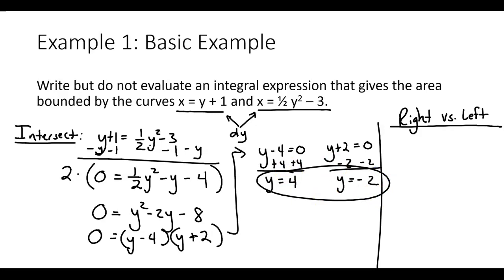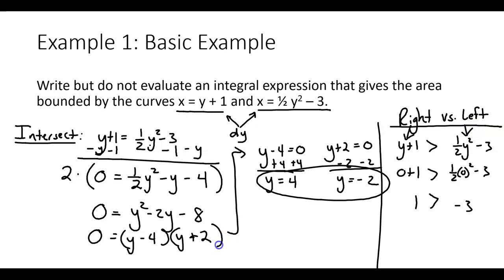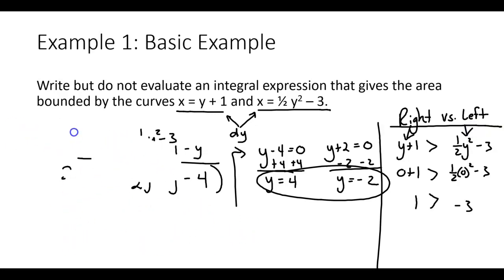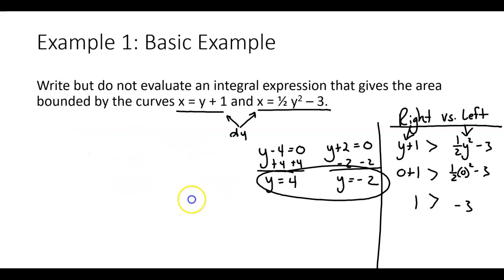And you're going to plug it into each function. We'll plug it into y plus 1, and we'll plug it into 1/2 y squared minus 3. So we'll plug in 0. That's 1. That's -3. This one's bigger, which means that this is the right function, and that's the left function. And at that point, we're pretty good to go ahead and set it up.